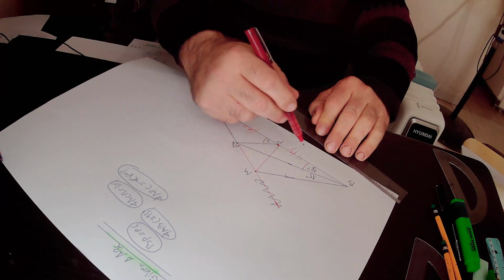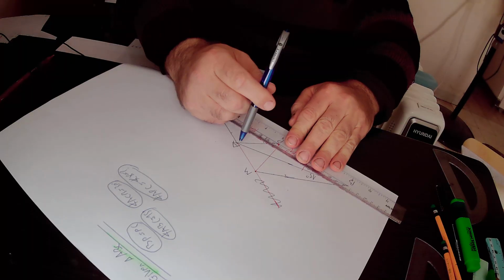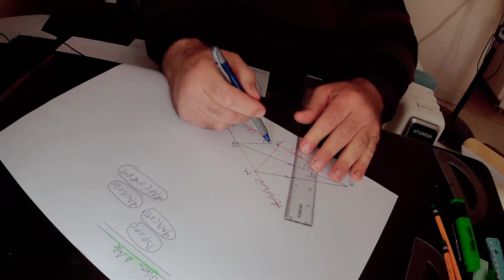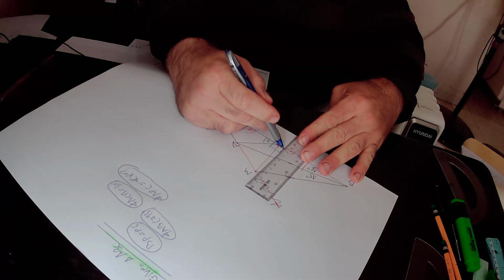So MP is perpendicular to the base BC, therefore this angle equals 90 degrees in size, and this angle also equals 90 degrees in size according to our construction.